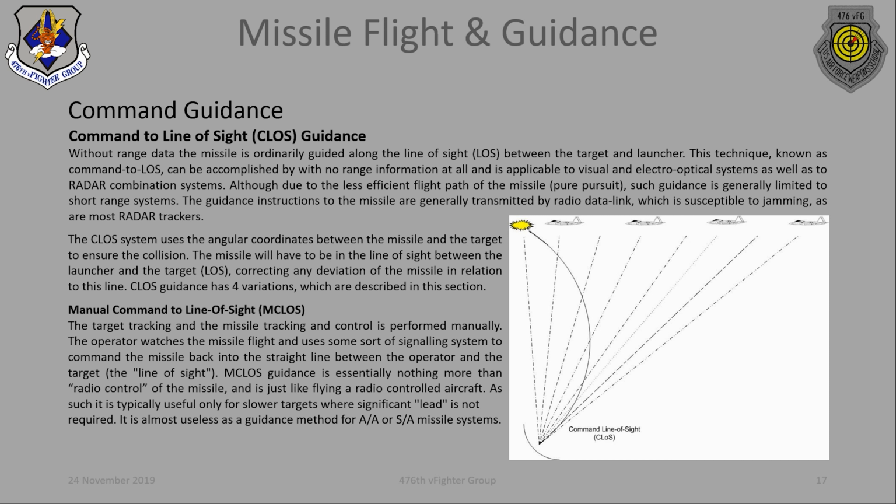Some of you may be familiar with, depending on what aircraft you fly in DCS, there are some air-to-surface systems out there that do this. I can't remember what it is, but I know there's one on the Viggen that does, things like that. That's what it is, manual command line of sight, MCLOS. Quite literally, you're flying a radio-controlled aircraft. Obviously, as you can imagine, not terribly efficient for striking air targets.